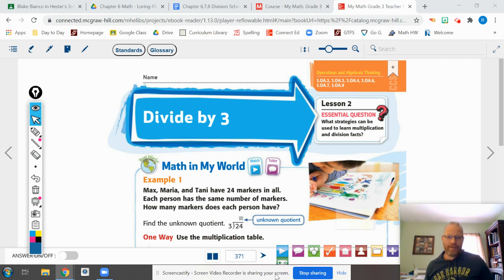As we are getting started today, we are in our math book, so please take out your math book and a pencil and make sure you're turning to page 371. Here we are in chapter 7, and we're going to be in lesson 2. Today we're going to practice dividing by 3. As we divide by 3, we're going to use the skills that we learned from chapter 6 about division and using the house to set up our division problem.